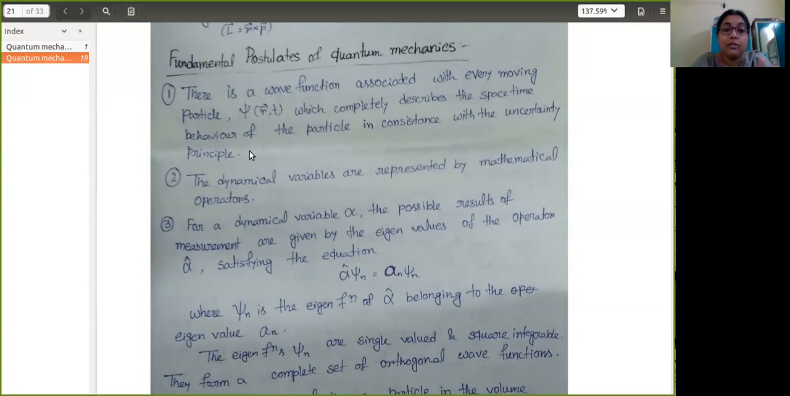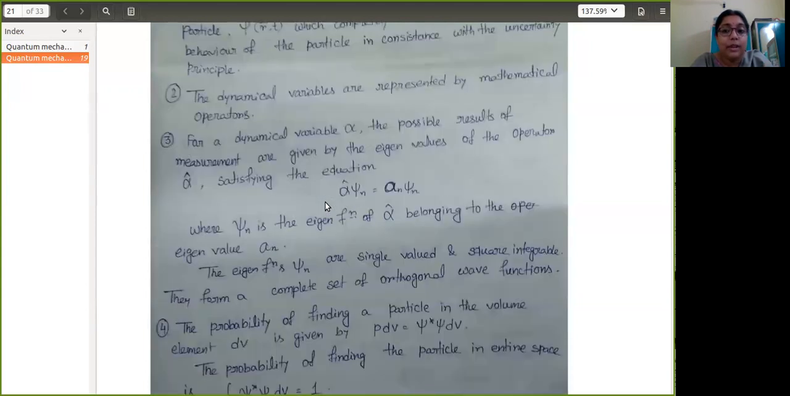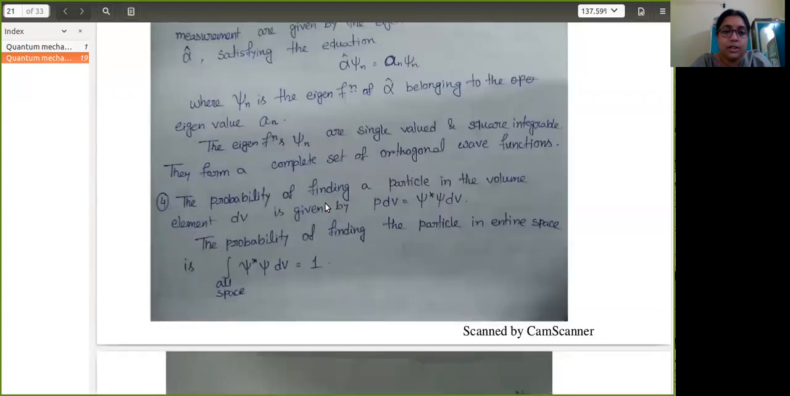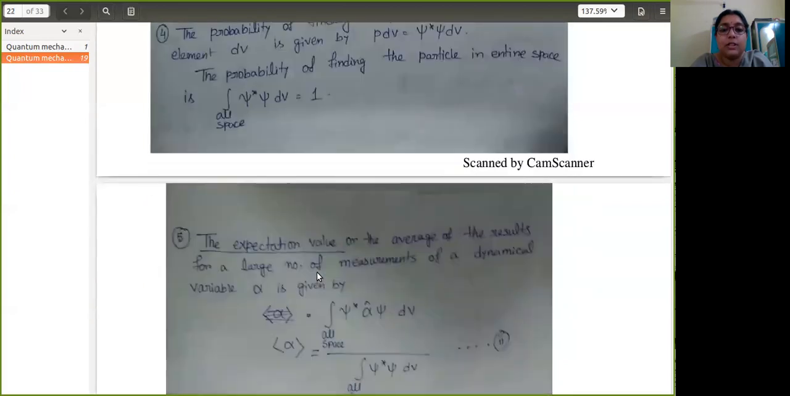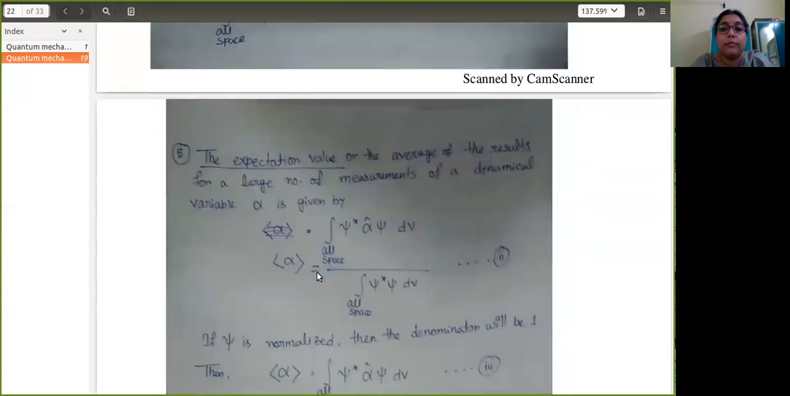So for one dynamical variable, we have a set of orthogonal eigenfunctions. They form a complete set. The fourth one is the normalization condition, which is that the probability of finding the particle in the entire space, integration over all space psi star psi dV, is 1. And the fifth one is the expectation value.